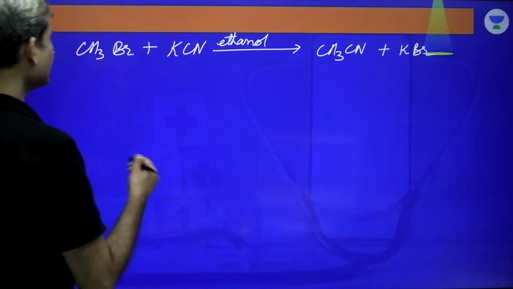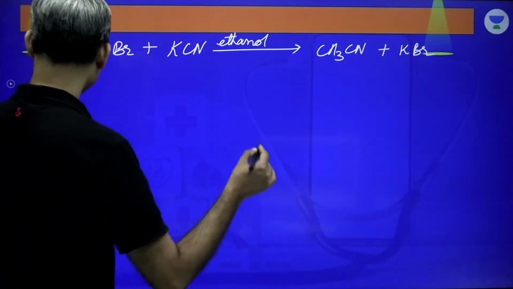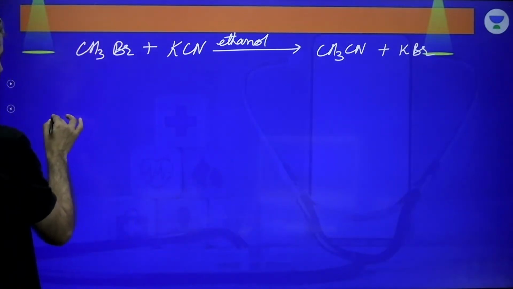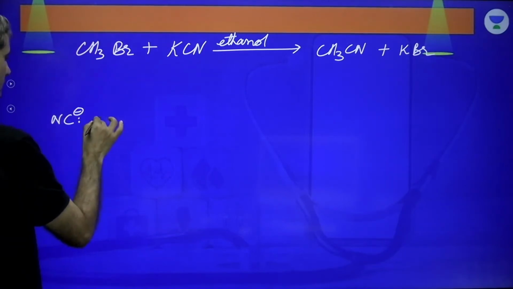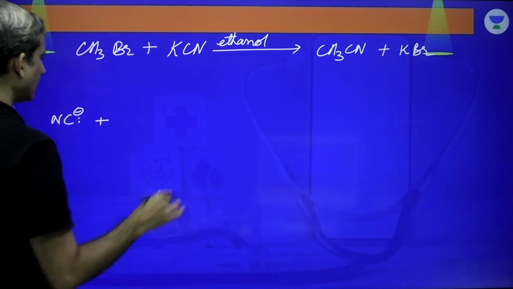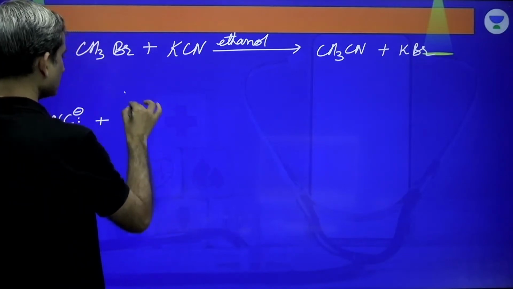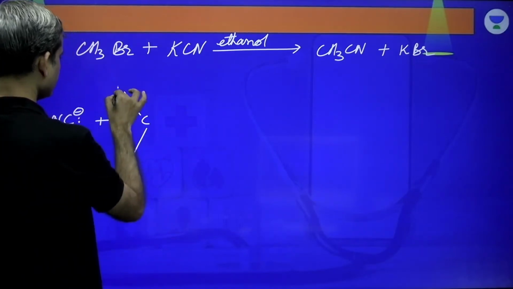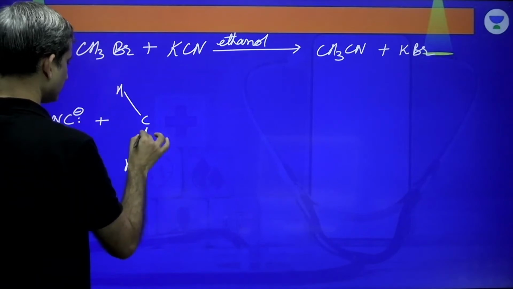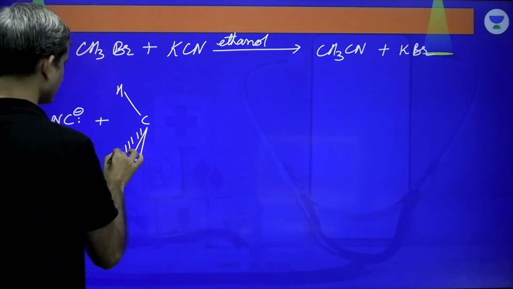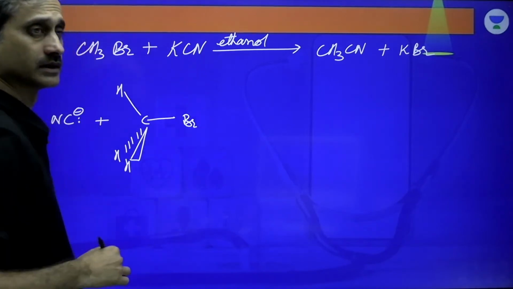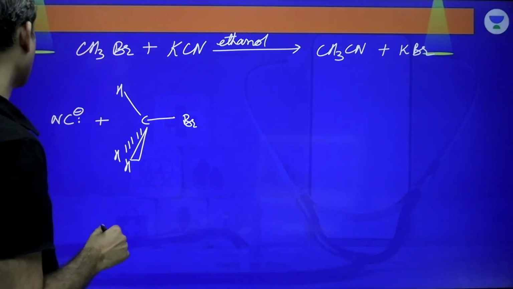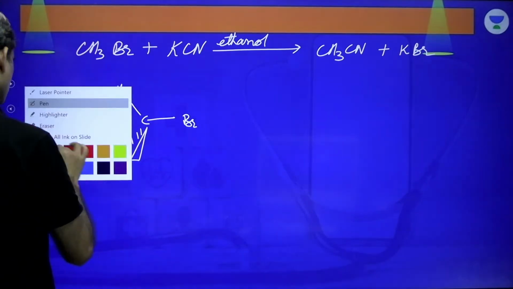So, now let us see how this reaction actually takes place. Here we have the cyanide ion, and here we have the methyl bromide.